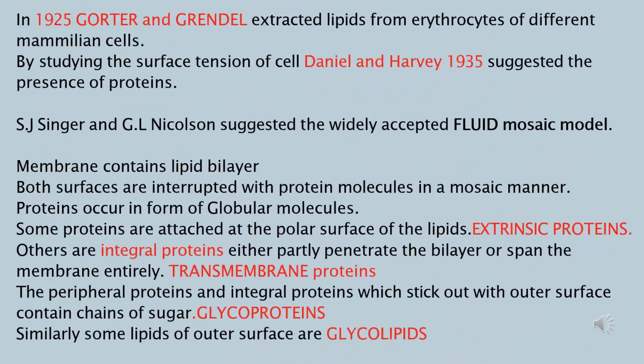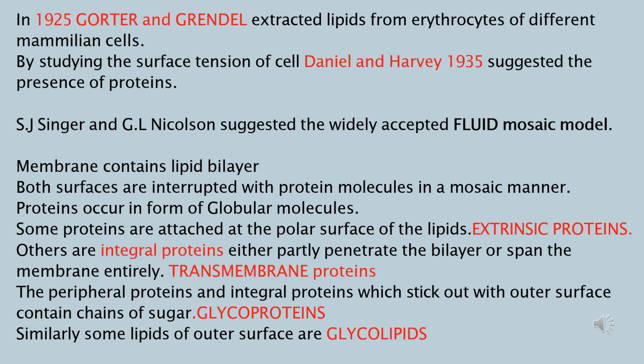Let's explore the fluid mosaic model of the cell membrane, a model that explains both the structure and dynamic nature of biological membranes. In 1925, scientists Gorter and Grendel extracted lipids from red blood cells of different mammals. Their experiments led to the conclusion that the cell membrane is made of a lipid bilayer.